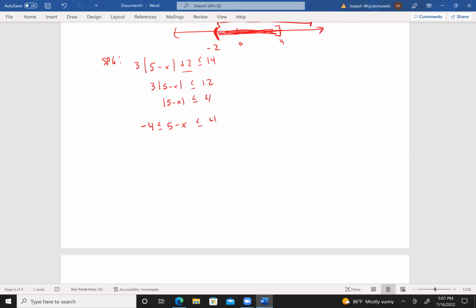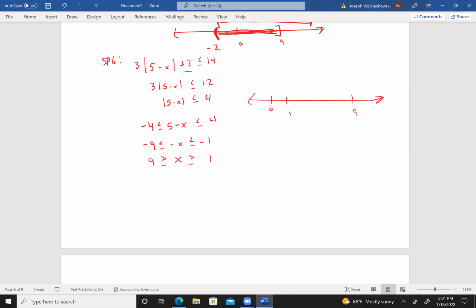So now I subtract 5 from both sides. -9 less than or equal to -x less than or equal to -1. Then I multiply by -1 to get a positive x in the middle. 9 here, 1 here, and I change the direction of the sign. Now, the instructions say interval notation. And you may or may not be able to grasp it from here. I like to graph it no matter what. It makes it easier to see. Not saying you would have to, but it just makes it easier to see.